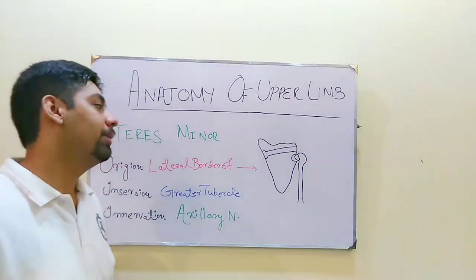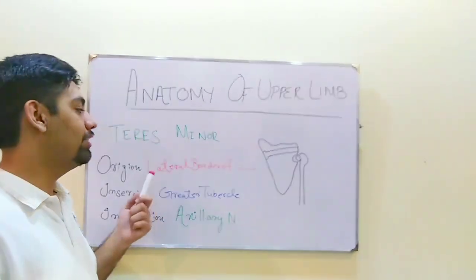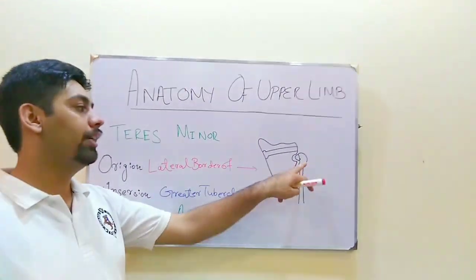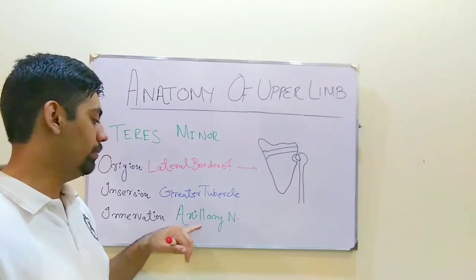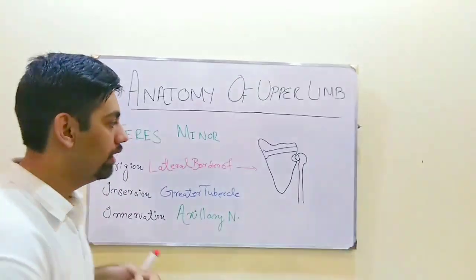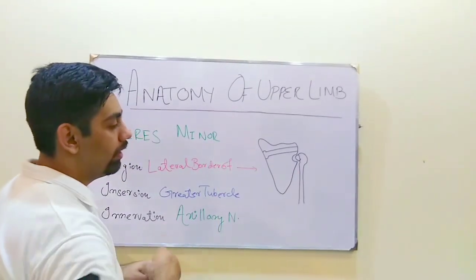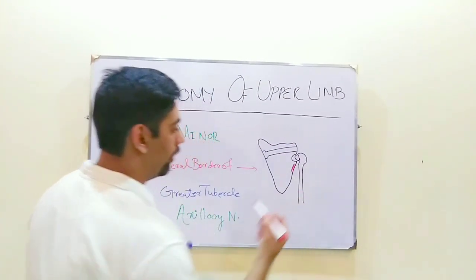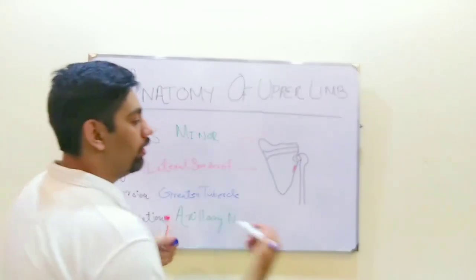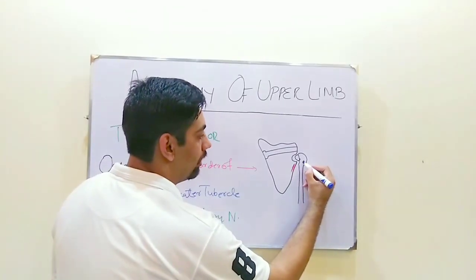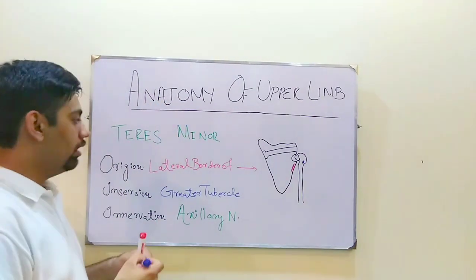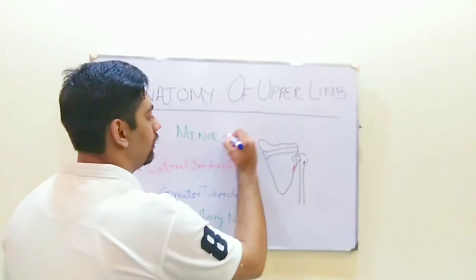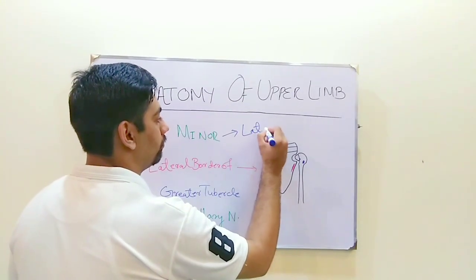Okay, the next muscle I will be talking about is the teres minor. The teres minor originates from the lateral border of the scapula and gets inserted on the inferior aspect of the greater tubercle of the humerus. It is supplied by the axillary nerve. You can see here it originates from the upper 1/3 of the lateral border of the scapula right here, and gets inserted on the inferior aspect of the greater tubercle right here. Talking about the action of the teres minor, it takes part in the lateral rotation of the arm.